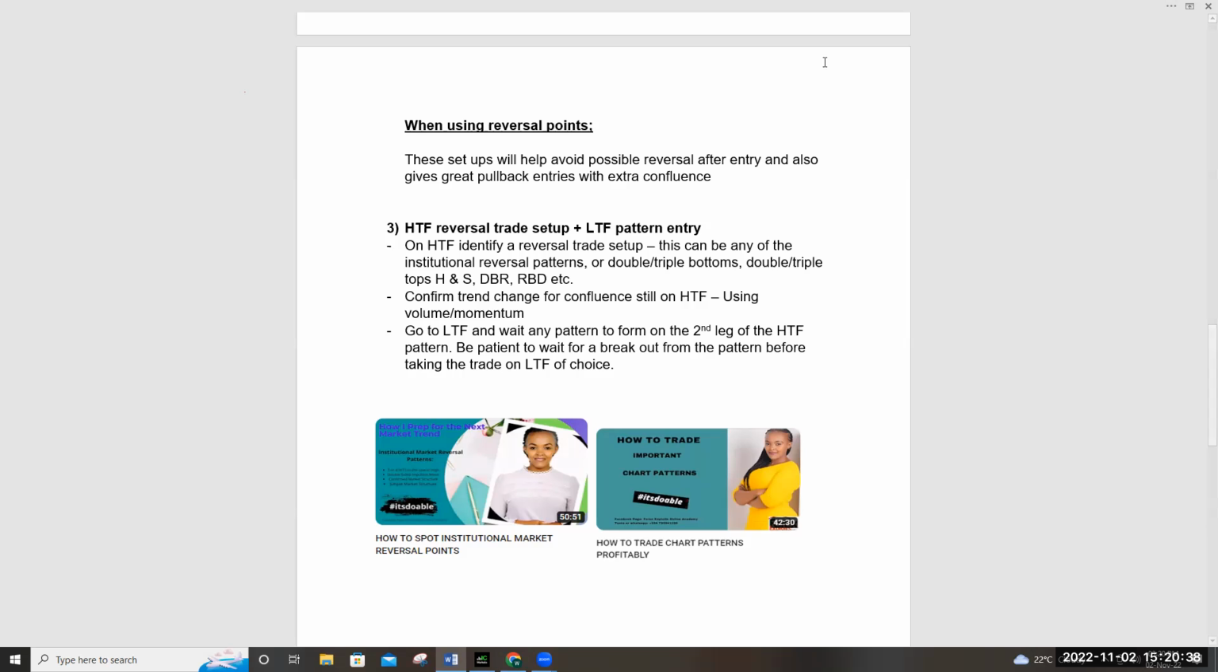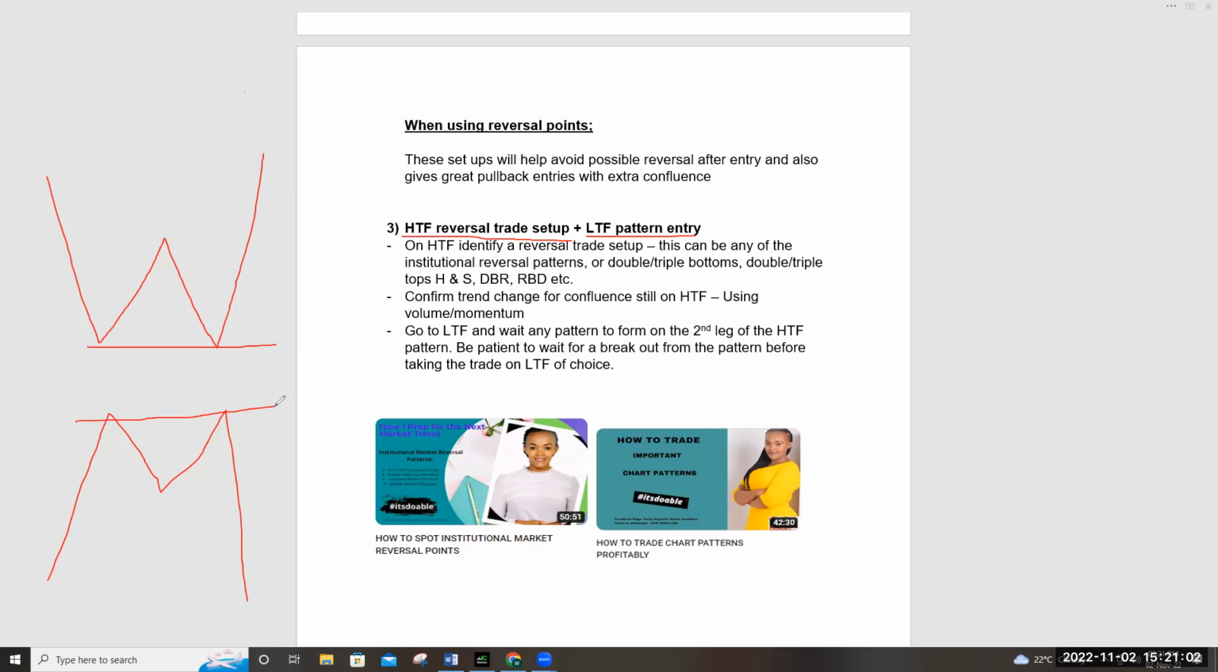So example number 3 will be having a higher time frame reversal setup. So we have a higher time frame reversal setup and a lower time frame pattern entry. On higher time frame, you could be having maybe a double bottom, can also be a double top or triple top, whichever you like, or any other reversal pattern that you want.